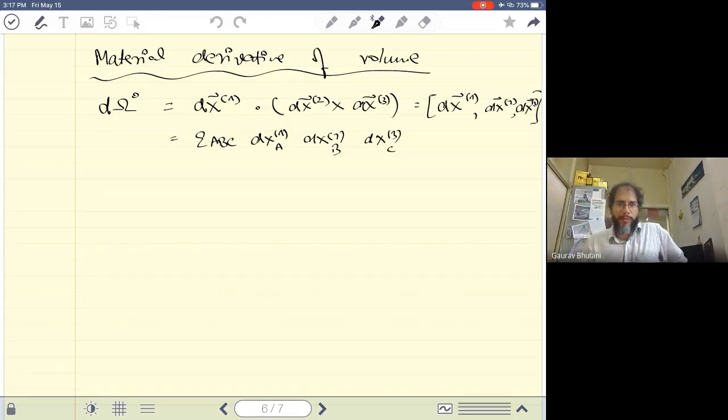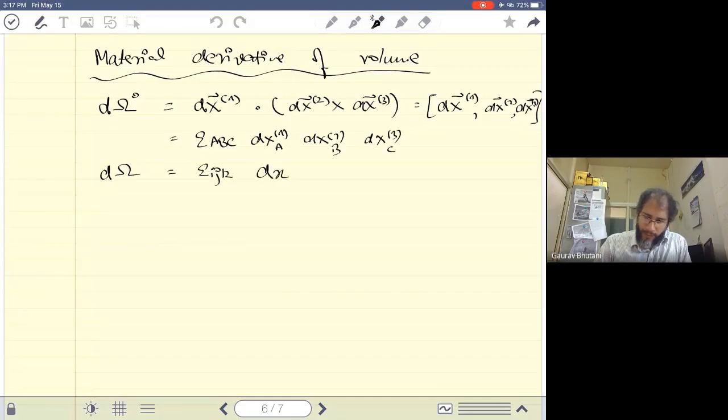Right. So that's the volume of the parallelepiped that is formed between three elements, dX1, dX2, and dX3, which are written in the reference configuration. Now, as time evolves, for the current configuration, the volume formed between d small x1, d small x2, and d small x3, which are the mapped versions of dX1, dX2, and dX3, will be epsilon ijk dx1i dx2j dx3k. So that's the expression for d omega, the volume in the current configuration.